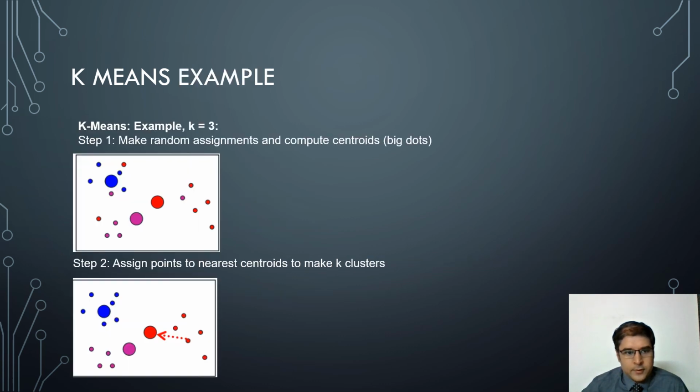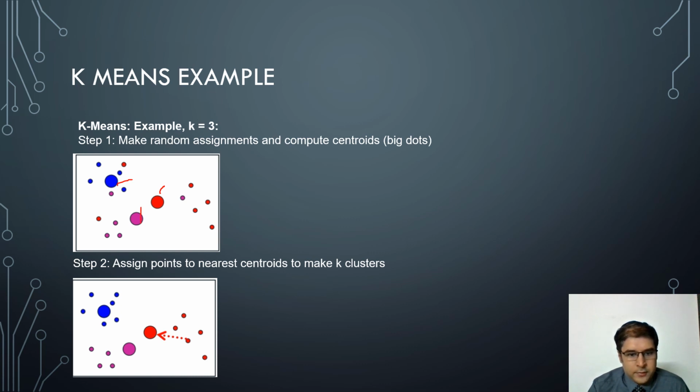The k-means example is discussed here. For k here is 3. So we are dividing the data set into 3 clusters, so k is given as 3 in this k-means clustering algorithm. Step 1 is to make random assignments and compute centroids. The centroids are these big dots here: this red, this blue, and this pink.